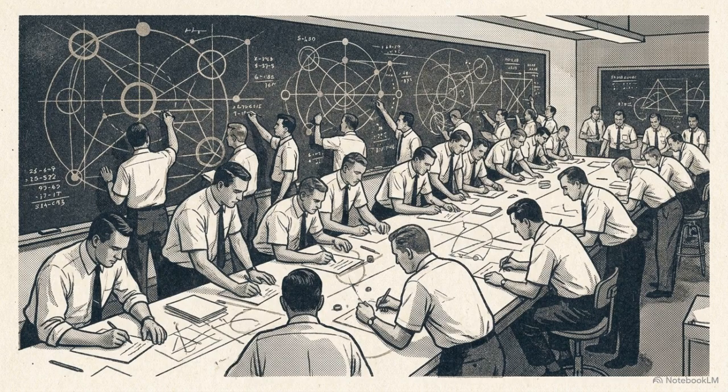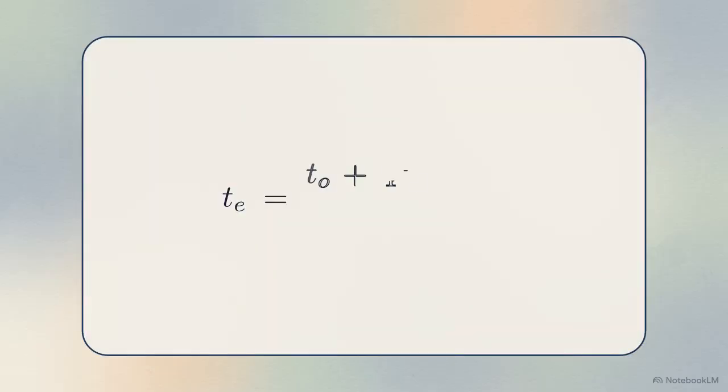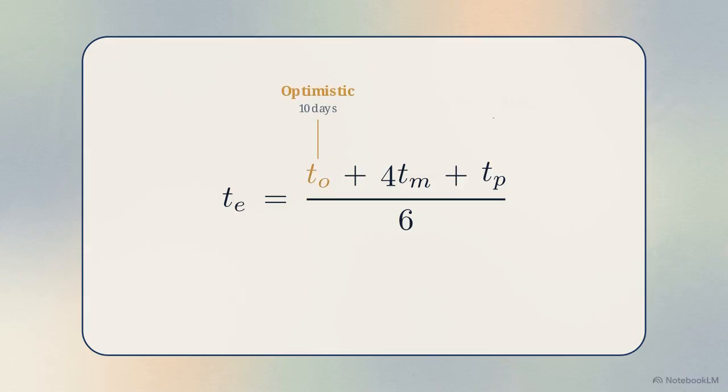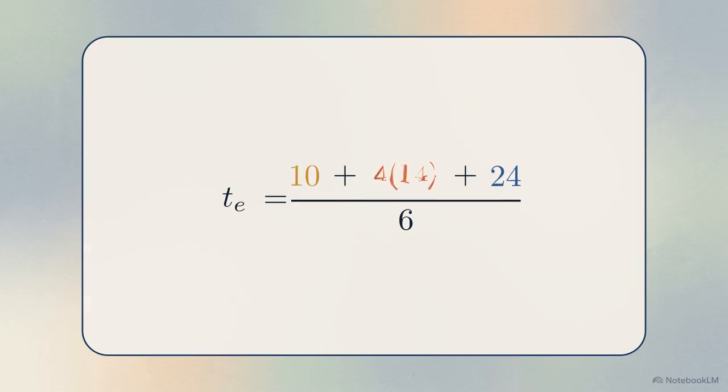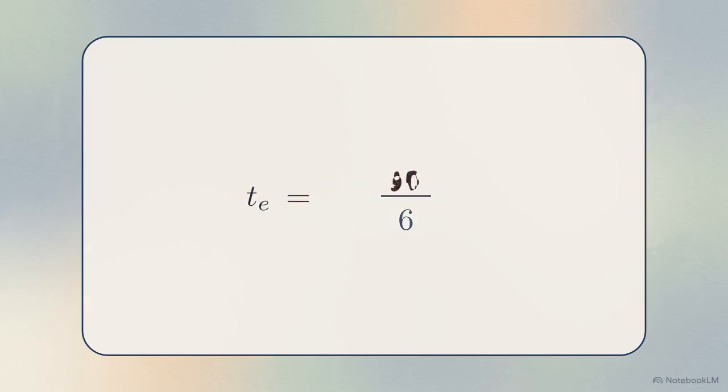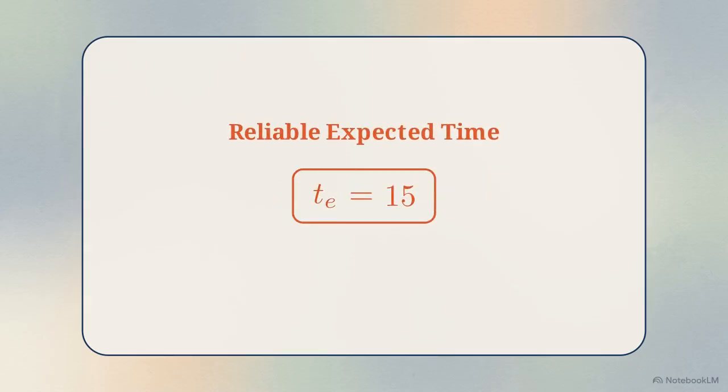They engineered the Program Evaluation and Review Technique, or PERT. This formula calculates expected time using probabilistic math. It weighs 3 distinct estimates: the optimistic best-case scenario, the pessimistic worst-case, and a heavily weighted most likely scenario, giving administrators a reliable timeline despite total uncertainty.